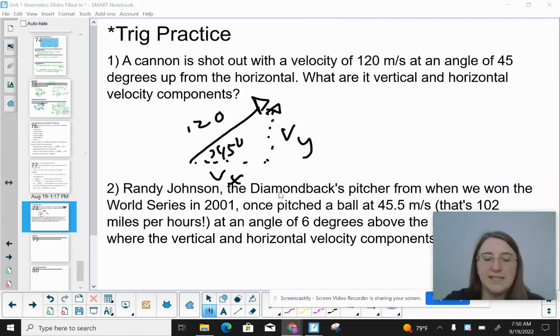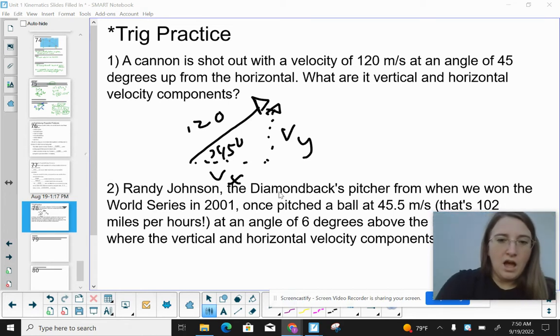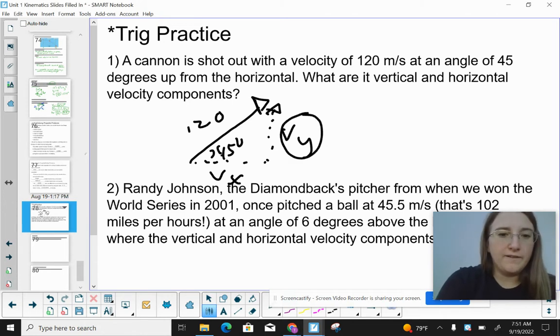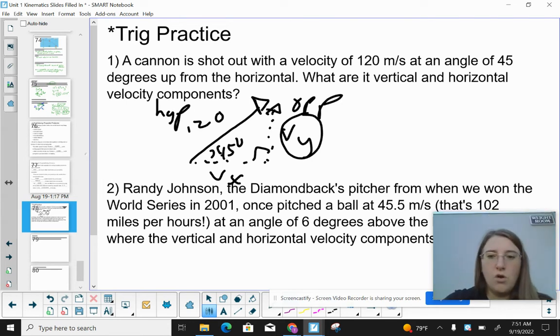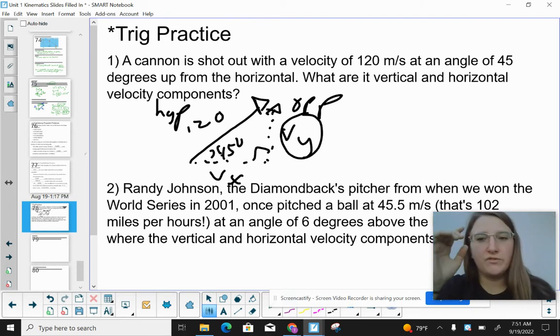Now, hopefully you recognize that because this is a 45-degree angle, your x and your y are going to be the same. So I can just solve for one of them, and then it's both. So if I'm going to solve for one of them, I can just pick which one. I'm going to go ahead and solve for Vy. Why not? That's my choice. So here's my angle of 45. That makes Vy the opposite, and 120 the hypotenuse. This is normal trig, not solving for an angle.